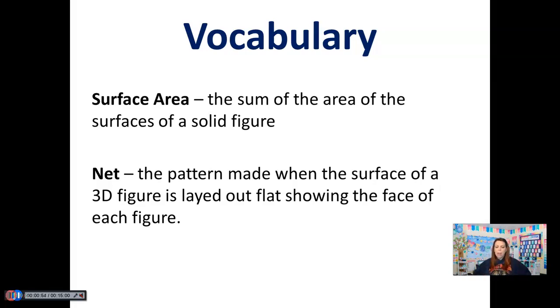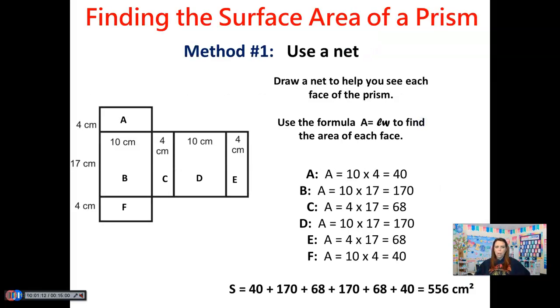And then a net, of course, is what we were talking about last week. And that's when we take that shape and we unfold it into a flat 2D figure to see what it looks like unfolded. Of course, when we put it back together, it looks like this guy here, and the net is this 2D shape.